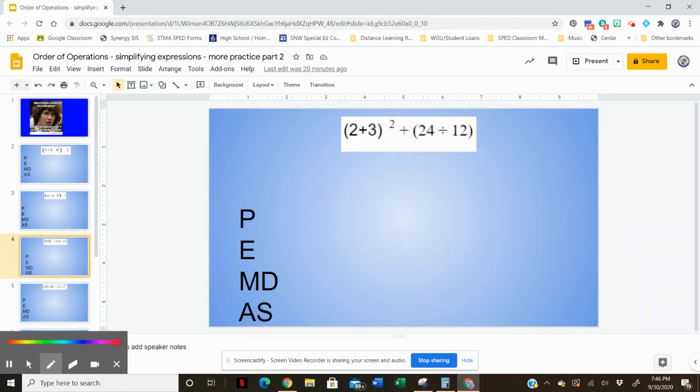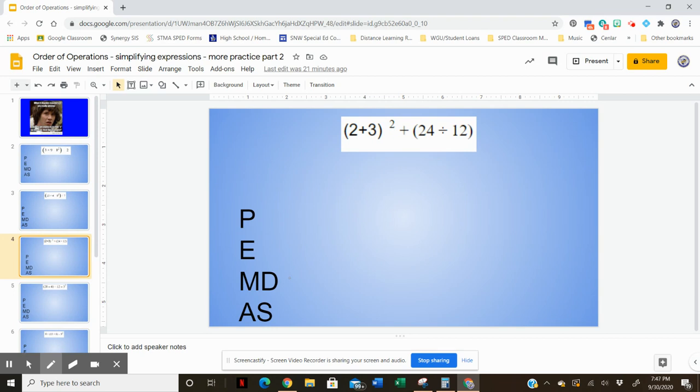So here we are with our third problem from yesterday. Remember, write down each step. And make sure to write down the P, E, the MD, the A, the S, because that's going to help you keep track. And as we write down each step, go through each part of PEMDAS, we're going to get the right answer if we take the time to do the steps.